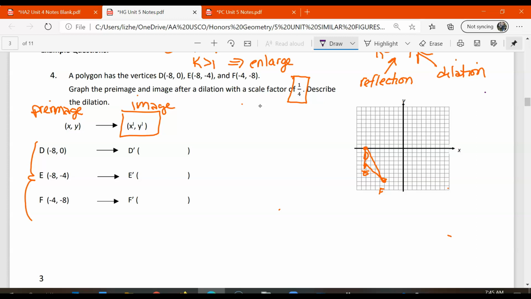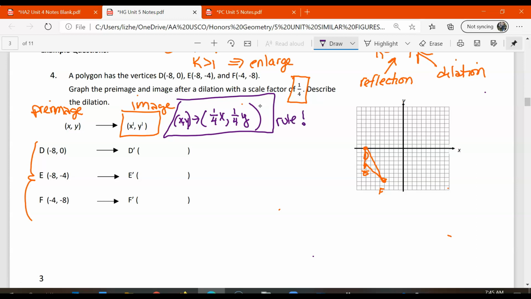The image is I take this and I multiply everything by 1/4. So the rule here is (1/4 x, 1/4 y). By the way, if I ask for the rule, this is what you write. Here's the rule. Okay, so that's what I'll be doing. So 1/4 times -8 is -2, 0.